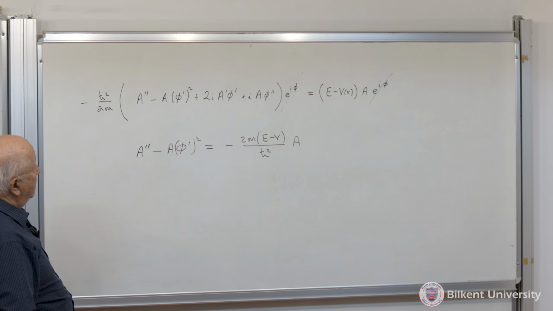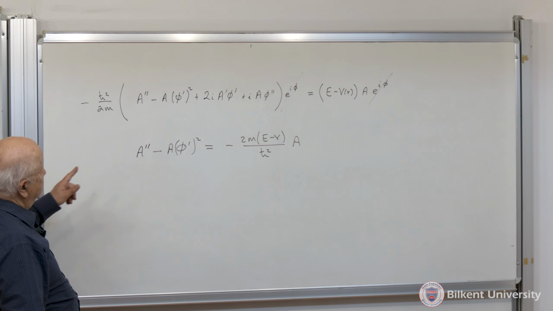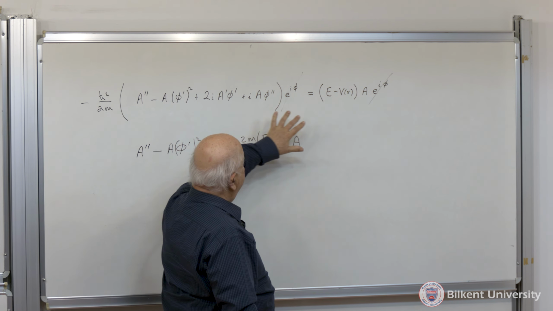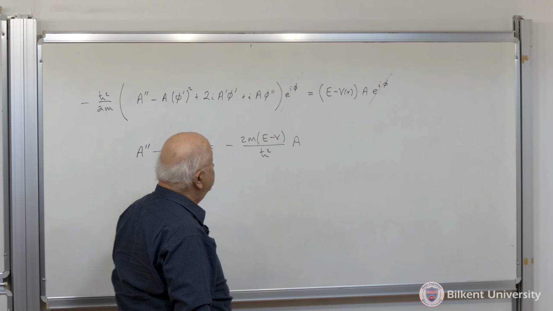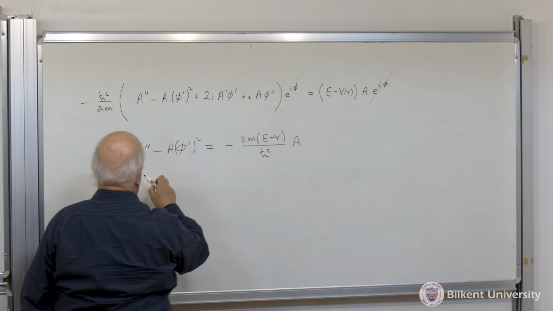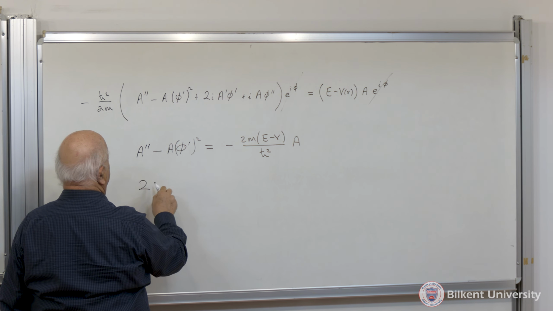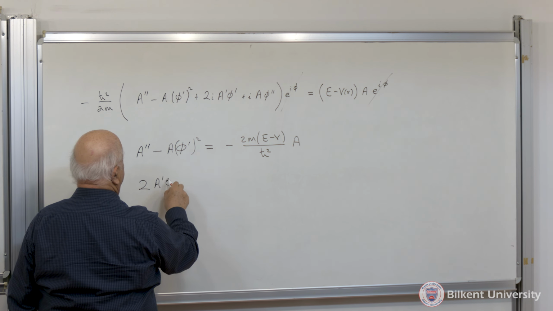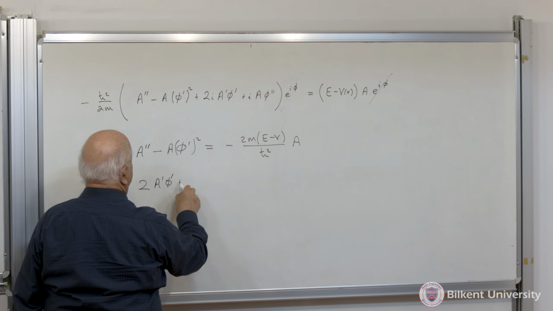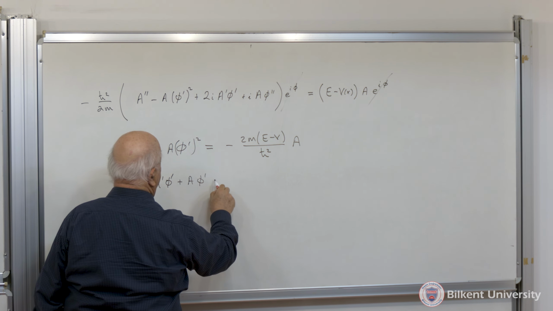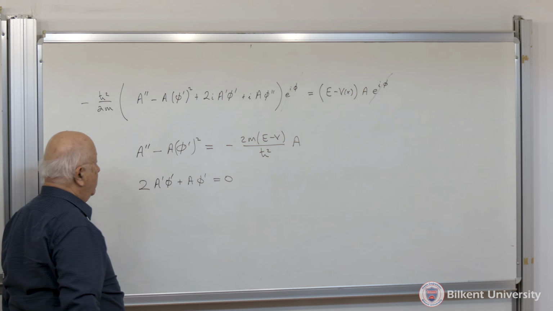All right? So that's just for the real part, okay? The real part on the left equals the real part on the right. There's no imaginary part on the right, so the imaginary part on the left must add up to 0. A prime, phi prime, plus a phi prime is equal to 0.